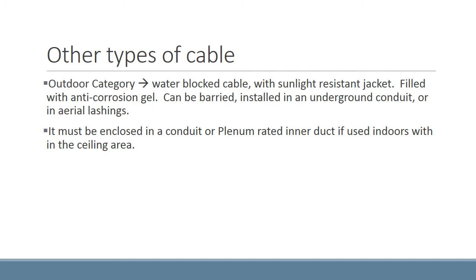There are many other types of cable used in the industry. Another cable not so commonly used is the outdoor category cable, which is a water-blocked cable with a sunlight-resistant jacket filled with anti-corrosion gel. It can be buried, installed in an underground conduit, or in an aerial lashing. It must be enclosed in a conduit or plenum-rated inner duct if you plan to use it indoors within the ceiling area.